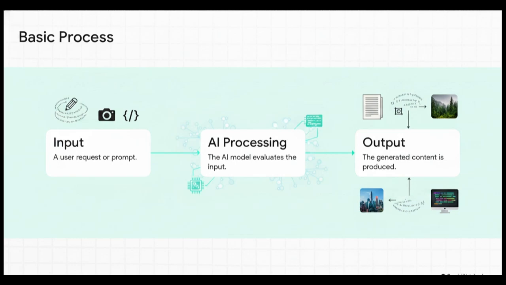A writing request in step 1 can produce a totally original essay in step 3. A visual request can produce a stunning new image. A programming request can output fully functional code. The type of media changes, sure, but this fundamental engine, it remains exactly the same.